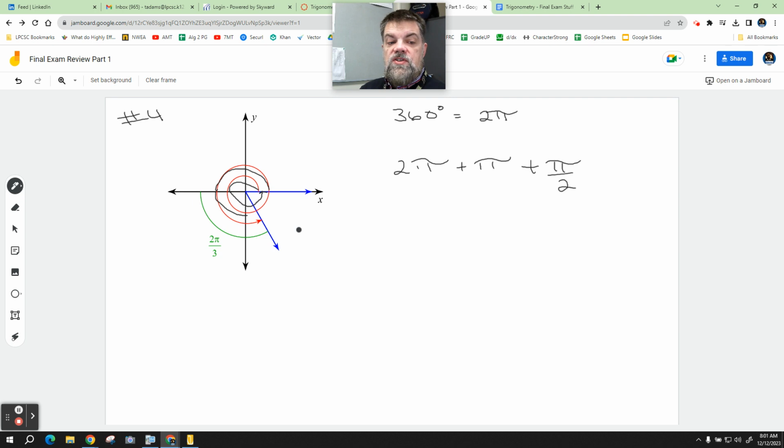Well, if this is 2/3 pi, right, and a straight angle in radians equals pi, that's my pi. So if this is 2/3, then that means my reference angle from here to here is pi over 3. Does that make sense? So what's this over here?